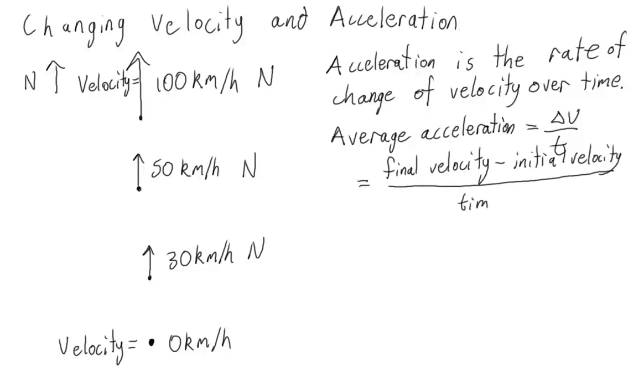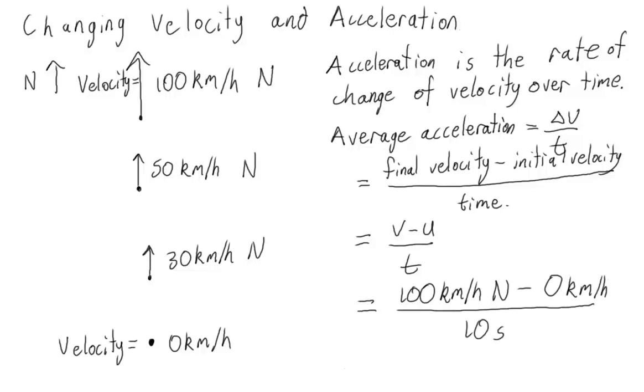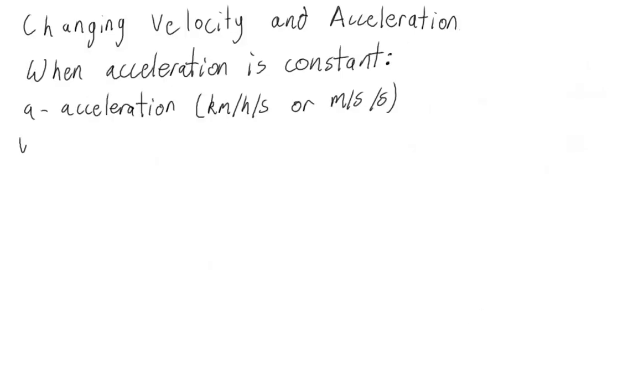For example, in the car in the above example, the average acceleration would be 100 km per hour north minus 0 km per hour north, all divided by 10 seconds. Therefore, the acceleration would be 10 km per hour per second. This means every second the car sped up by 10 km per hour, on average. Common units for acceleration are kilometers per hour per second or meters per second per second.